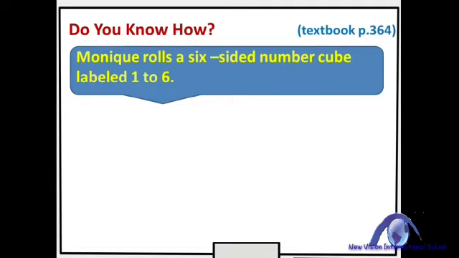Monique rolls a six-sided number cube labeled 1 to 6. Number 4. Find the probability of rolling a 4. It is 1 out of 6.